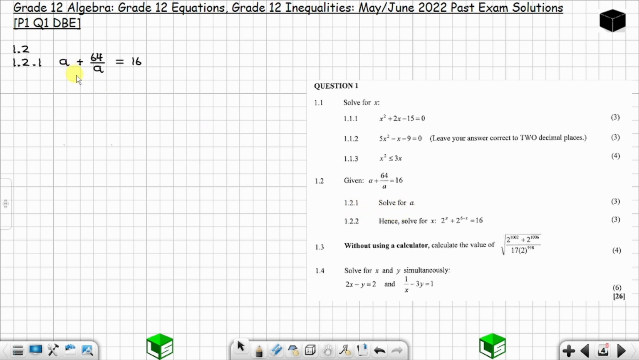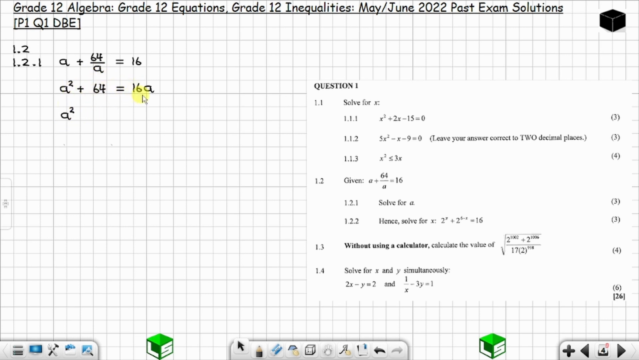So what can you do? You have to get rid of this a first. What you can do is multiply by a throughout. When you multiply by a, this will be a squared, plus you multiply by a, the a there, and this a will cancel. You only have 64. This is equal to 16 times a. This is 16a, right? You multiply by a throughout so that you can get rid of this a in the denominator. Okay, so you have this. And this is a squared.